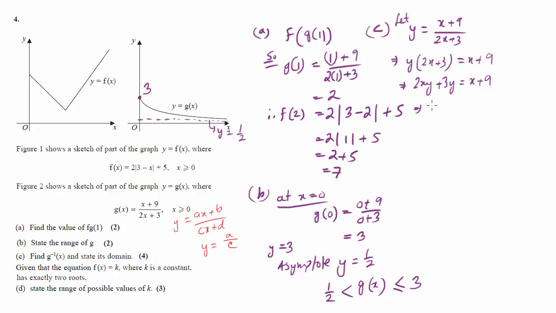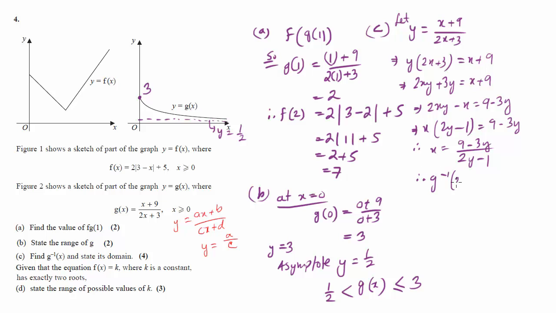If you bring all the x on one side, 2xy minus x equals 9 minus 3y. If we take x common, it would be x times (2y minus 1) equals 9 minus 3y. Therefore, x equals (9 minus 3y) divided by (2y minus 1), and that is the inverse function. So g inverse of x, converting the y into x, is (9 minus 3x) divided by (2x minus 1).